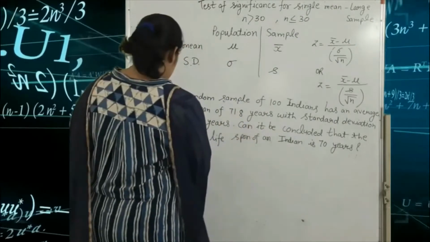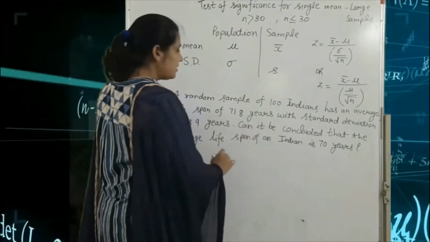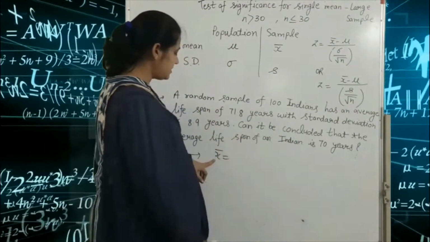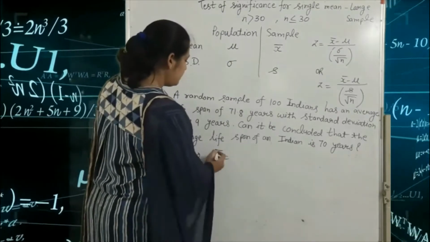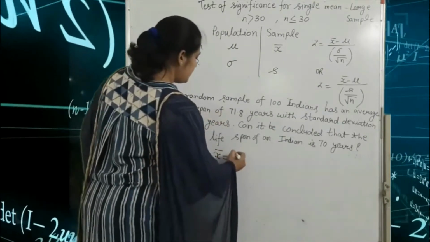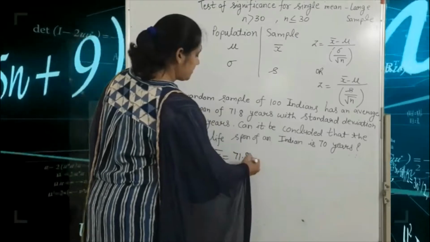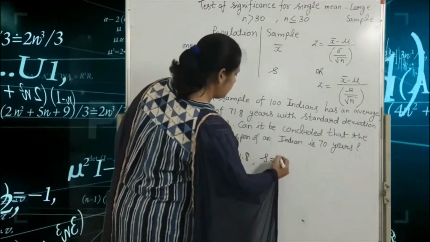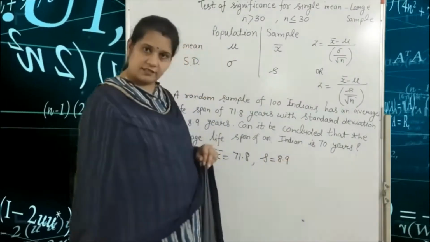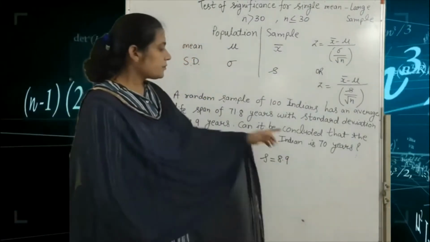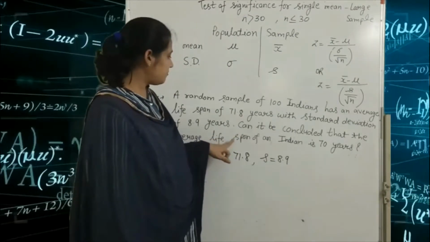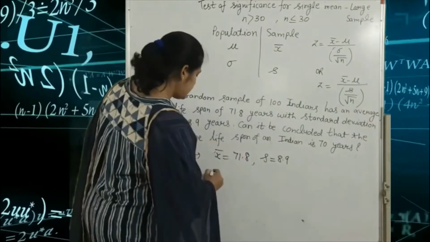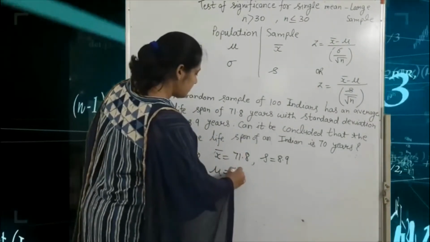In the solution, first we write x bar. X bar is the sample mean, so the sample mean is equal to 71.8. The sample standard deviation, that means s, is equal to 8.9. Next one is mu. Because here the average lifespan of an Indian is 70 years, we write mu is equal to 70 years.